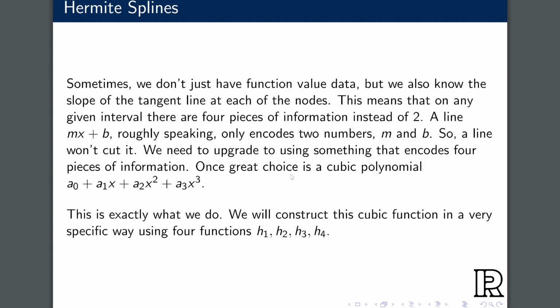So we need to use something that encodes four pieces of information, and for that we're going to use a cubic polynomial. I said "once" instead of "one", not sure why. But a cubic polynomial encodes four pieces of information, namely its four coefficients. And so this will give us what's called a cubic Hermite or Hermite spline. And I want to, again, cut back to paint real quickly to describe the scenario in a little bit more detail.